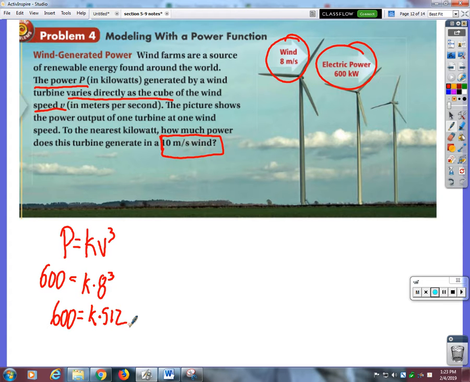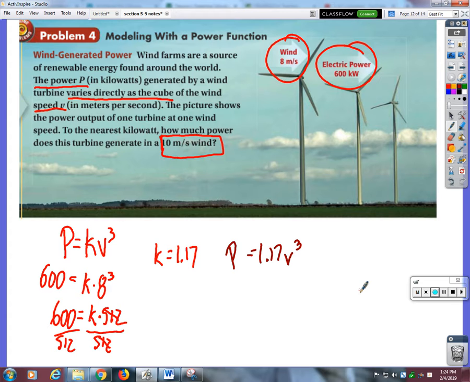Now we can use that to figure out what that multiplier is. How do I figure out what k is? Divide, because it's k times 512. So I'm going to divide both sides by 512. And when I do that, I figure out that k equals about 1.17. I remembered that from first period. I'm not like a savant or something. So what that means is for this particular turbine, I'm sure it's different depending on how they're constructed, the power that you are going to generate is 1.17 times the velocity of the wind cubed.